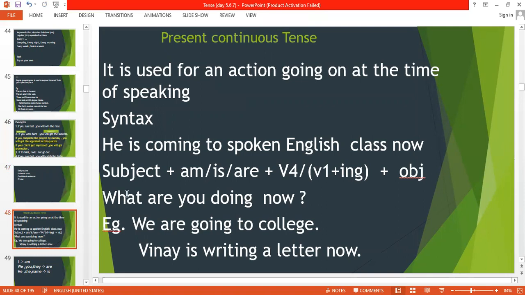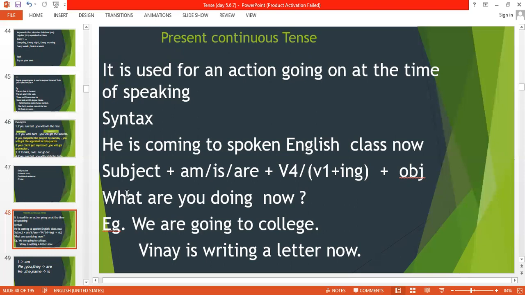But mainly present continuous is used by your friends. How? Let's talk. Whenever your parents call, they just ask, how are you? And then after that they ask, what are you doing? But as your friends call, what they say is, what are you doing?